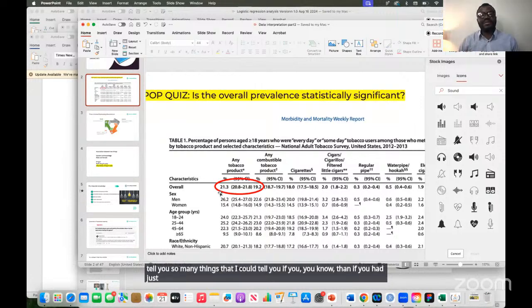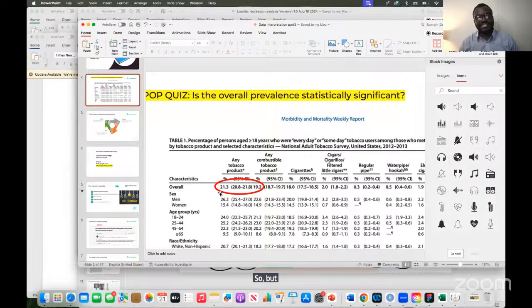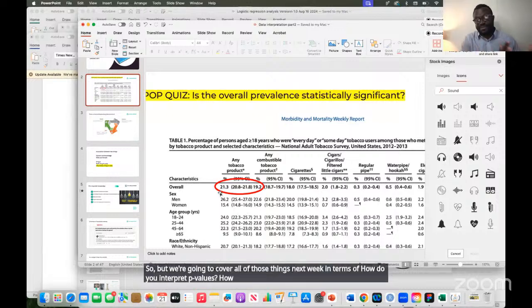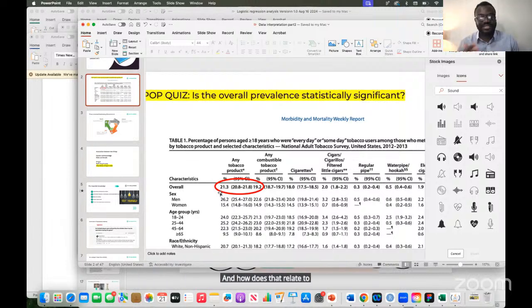a p-value only. But we're going to cover all of those things next week: how do you interpret p-values, how do you interpret things like odds ratios and confidence intervals, and how does that relate to standard errors and things of that nature? That's part of our curriculum for next week.